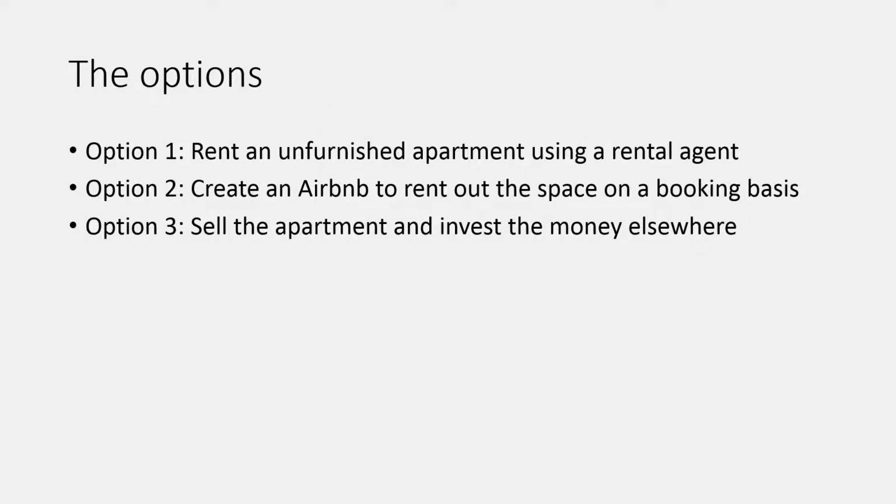So the first option is renting an unfurnished apartment to a tenant using a rental agent. The second option is using Airbnb to rent the space out on a nightly rate for people who want to stay there for shorter stays. And then the third option is selling the apartment and just investing the money in a unit trust. So let's dive into option one.